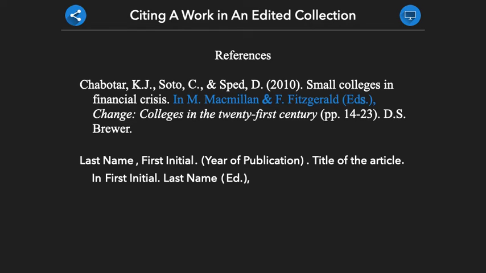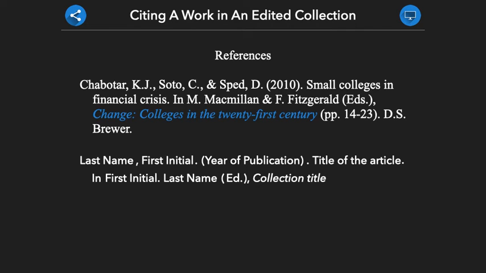Next, we provide the name of the edited collection. We give the collection title in italics. We then capitalize the first word of the collection, the first word of any subtitle, and any proper nouns. Everything else is lowercase. This brings us to the article or chapter's page numbers.